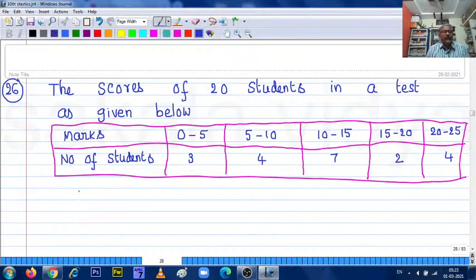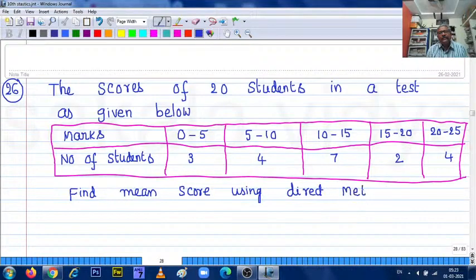Here, find the mean score using the direct method, or assumed mean method, or deviation method. So the direct method. Let us see now how to find it.